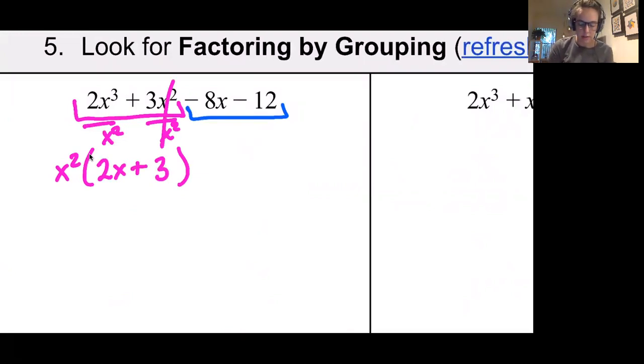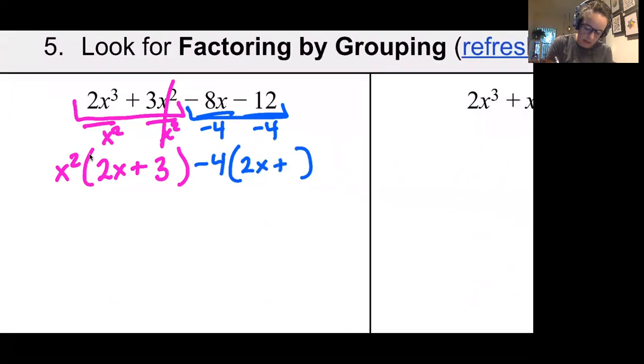And then for the blue one, I see that both of these can be divisible by -4. So I'm going to take out a -4. And then I have left over 2x plus 3. -12 divided by -4 is positive 3. What is really, really important here is that the leftovers have to be the same. Otherwise, this doesn't work.